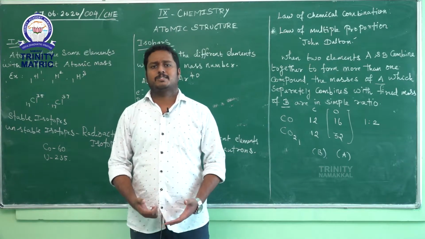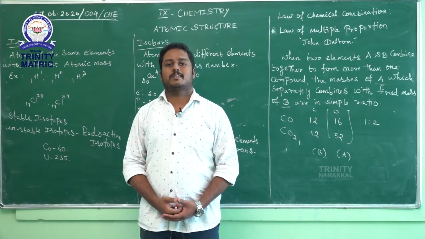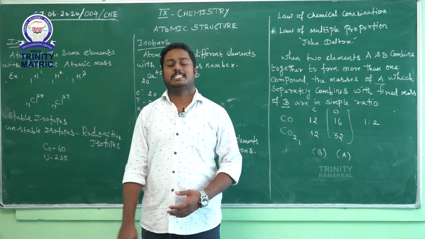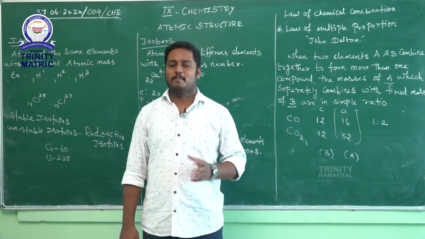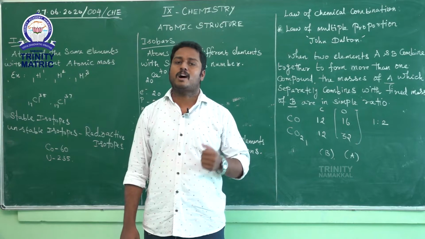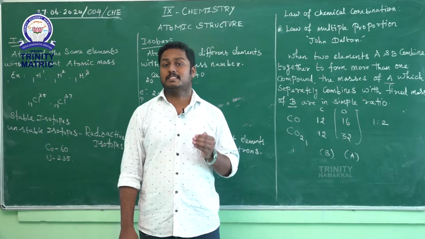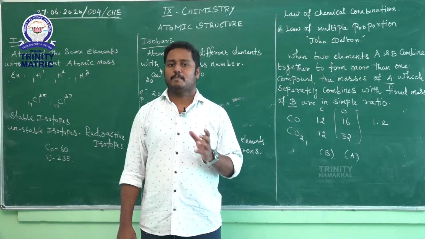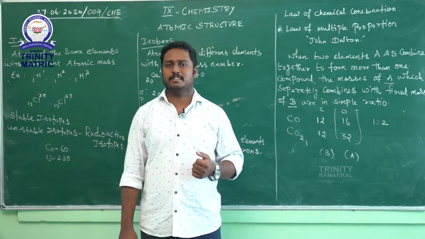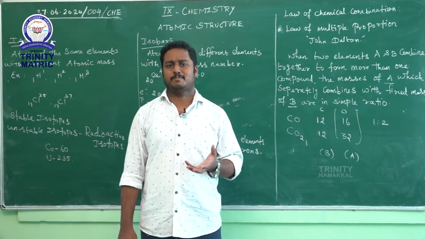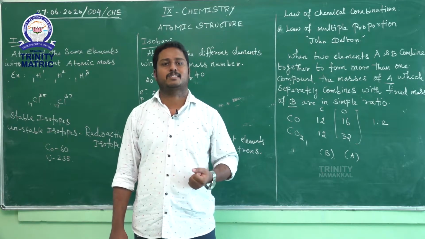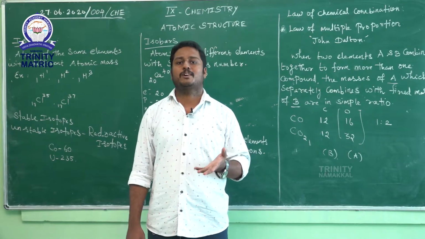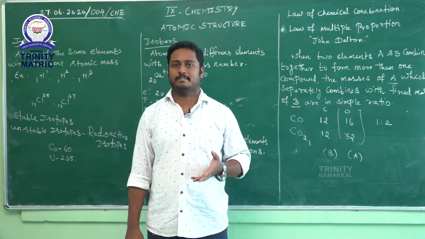Isotopes. What are isotopes? Isotopes are atoms of the same element which have the same atomic number, but different mass numbers. How do they differ? What is meant by mass number? The mass number is nothing but the sum of protons plus neutrons. You know it already.